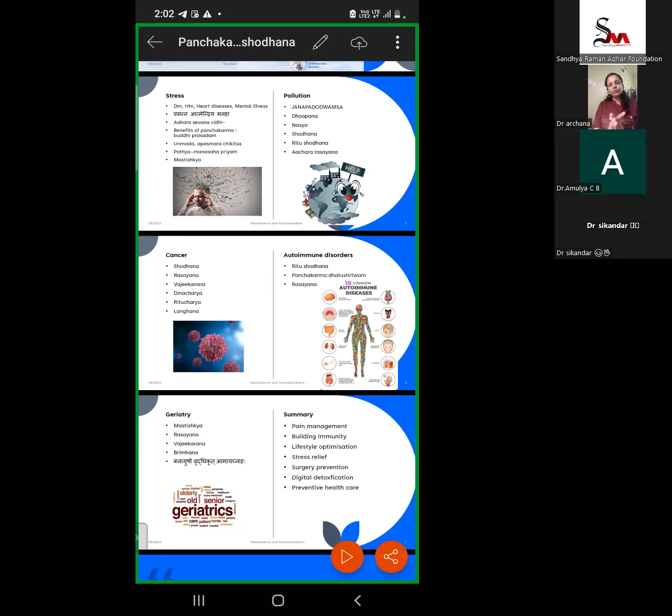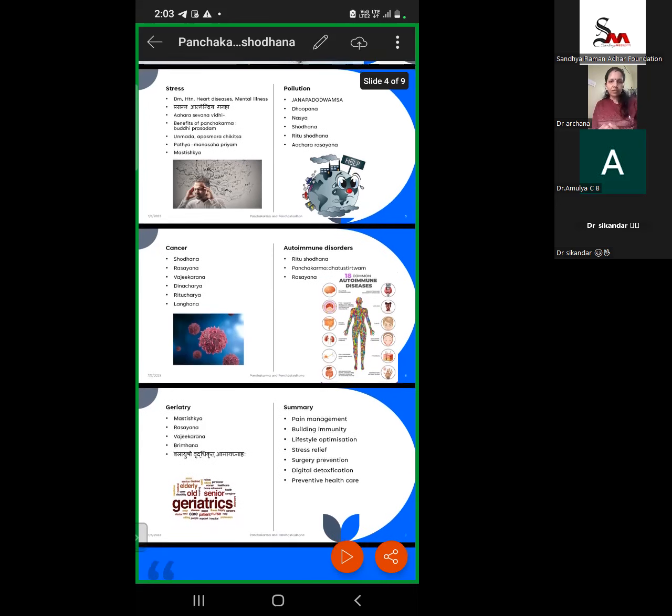And of course, Ritu Shodhana is there once in a while, that is Vasanta Vamana, and Virechana in Sharad Ritu. That will see that your cells are working optimally. And Achara Rasayana is wonderful, because it comes under Rasayana, and it tells you how you have to behave. For Rasayana Chikitsa, you go through Pancha Shodhana and then Rasayana is applied. Here, Achara Rasayana is the Sadvritta we have to follow. So you can suggest Ritu Shodhana followed by Achara Rasayana in individuals who want to contribute something to nature.